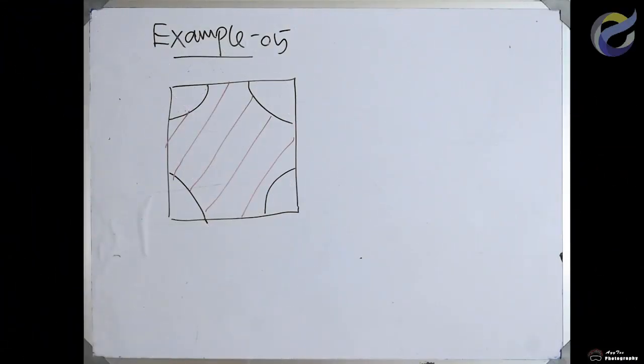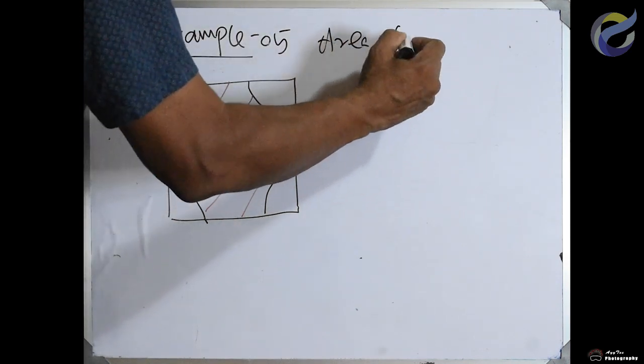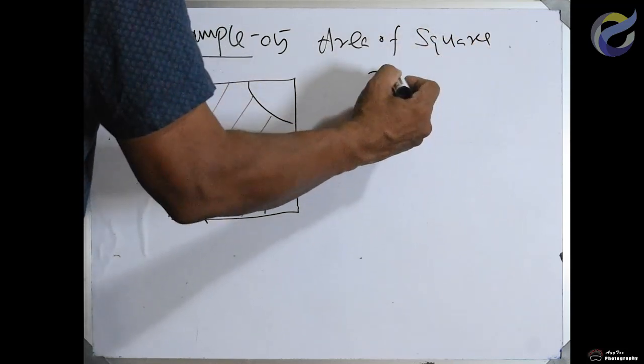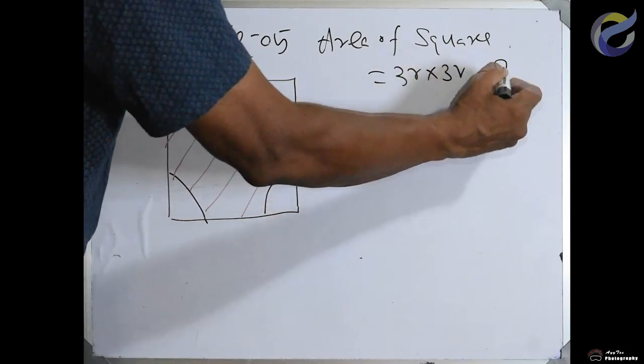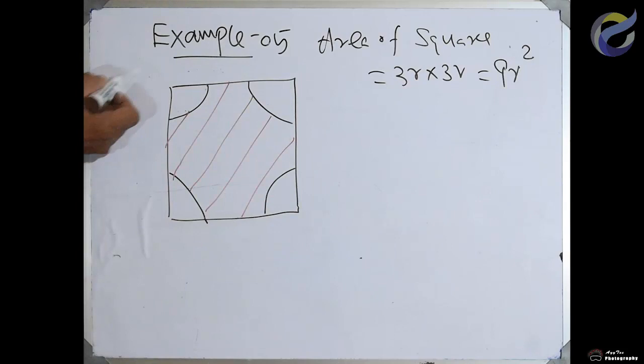Example number 5. They have given this diagram. This is a square. The shaded region we have to find. So I am going to find first of all the area of the square. Area of the square is length into breadth or length into length. That is 9r square, because the total length of side is 3r.